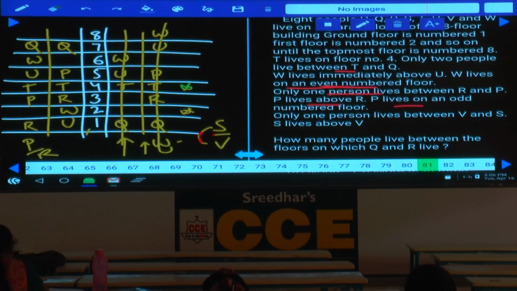Then what is the other possibility here? S and V, S is here, V is here, this is possible. And in this case also S and V, how many are there? 1, 2, 3, 4, 5, there are 5 floors in between S and V, that is again ruled out. Finally, we are left with only one case. And the final order is SQ, VP, TR, W and U. Done with this? Now this is about question numbers 81 to 85.